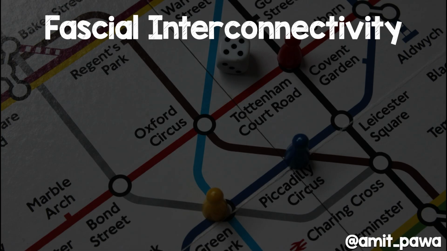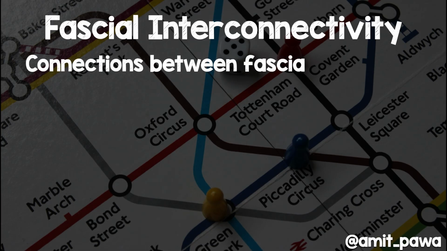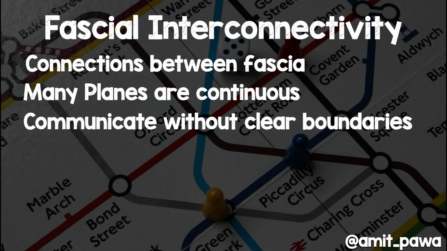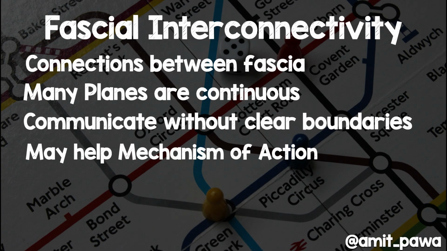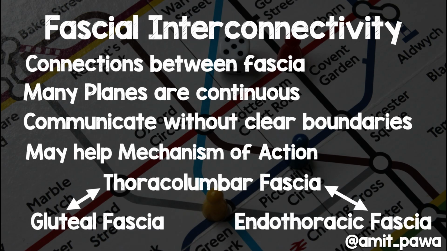The other concept to talk about is fascial interconnectivity. So there can be connections between fascia from one area to another, and many planes are continuous and they can communicate without clear boundaries. This may help us understand the mechanism of action where you inject local anaesthetic in one area and find that the local anaesthetic spreads to another area. An example here might be a continuation between the gluteal fascia, the thoracolumbar fascia, and the endothoracic fascia. This is a fascinating concept.